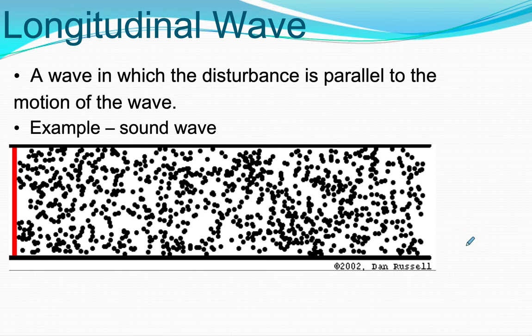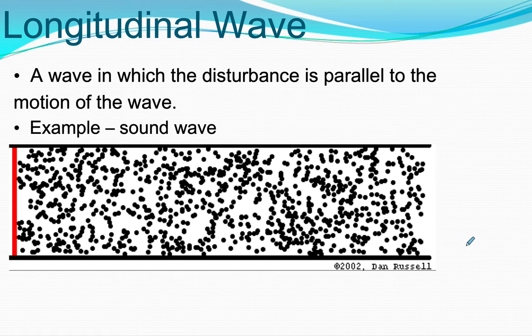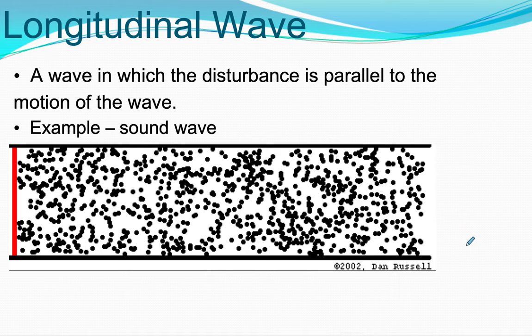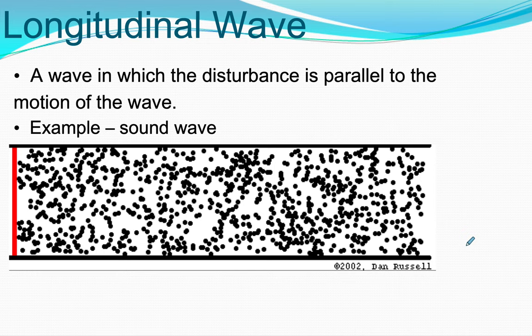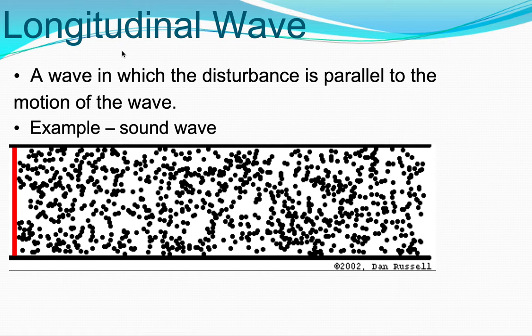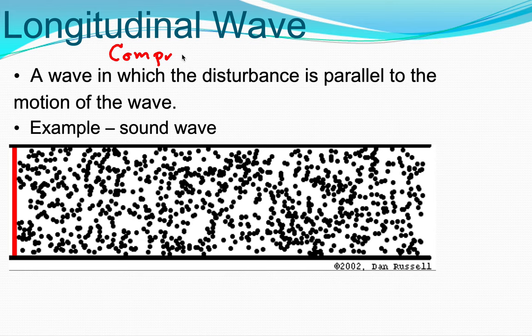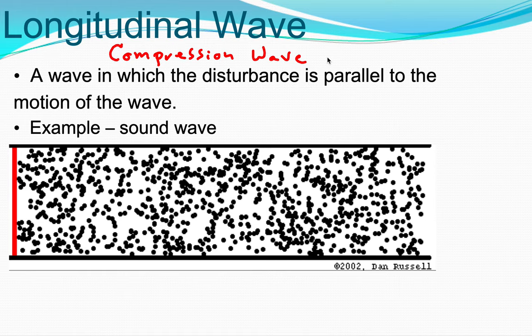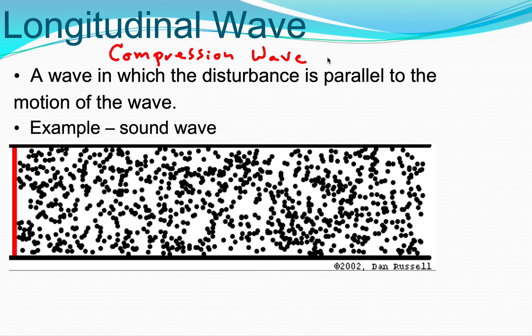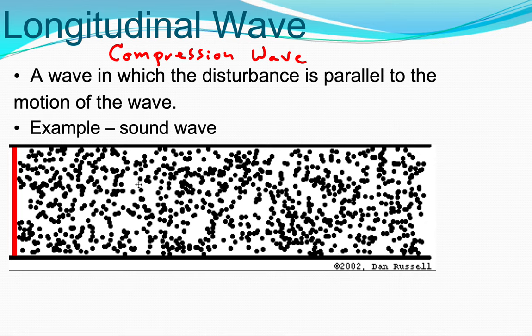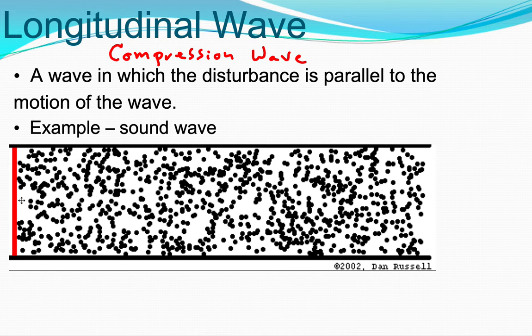Okay, now there's a second type of mechanical wave called a longitudinal wave. In a longitudinal wave, the disturbance is actually parallel to the motion of the wave. This is how sound waves work. So sound waves, you guys, are longitudinal waves. These waves are also called, just because everything in this unit has to have more than one name, I think, compression waves. You could see why they're called compression waves, because there are places where things get squeezed together. In this longitudinal wave, you're pushing on the particles, squeezing them, and pushing them forward.